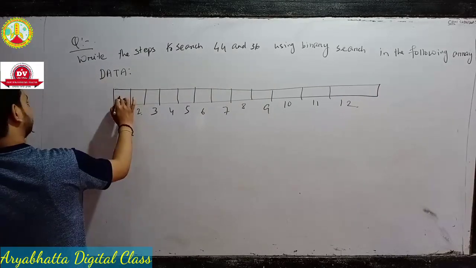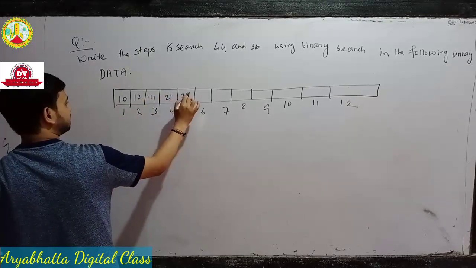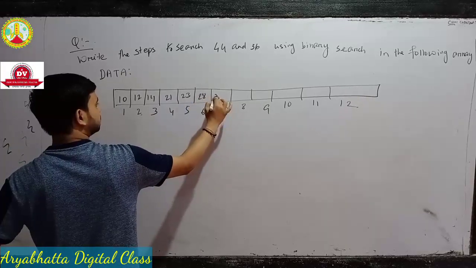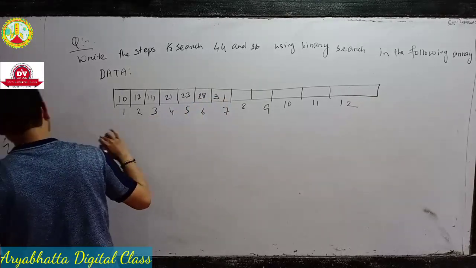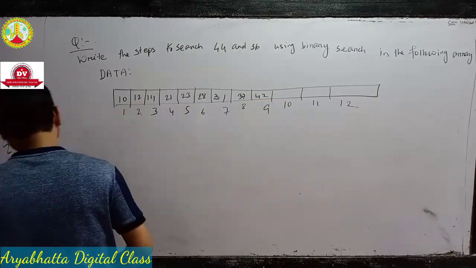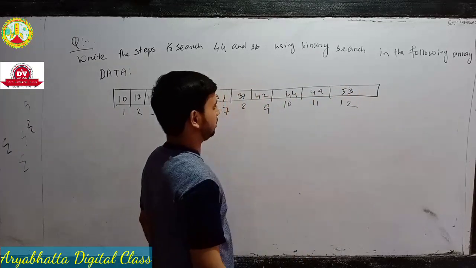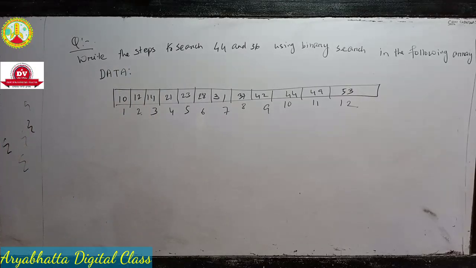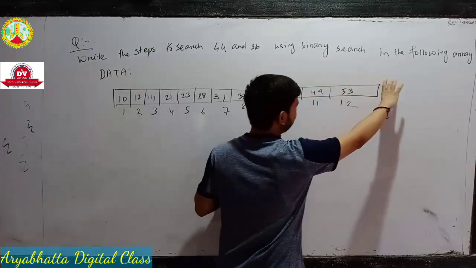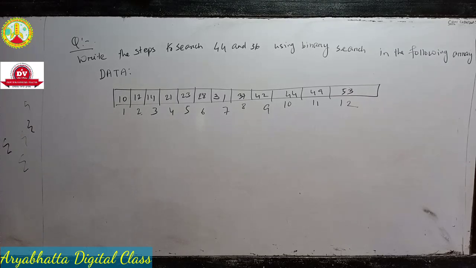10, 12, 14, 21, 23, 28, 31, 37, 42, 44, 49, 53. Right. If you see, this array is what? Sorted. This array is sorted in what? Ascending order. That means you have to use the formula of ascending order.